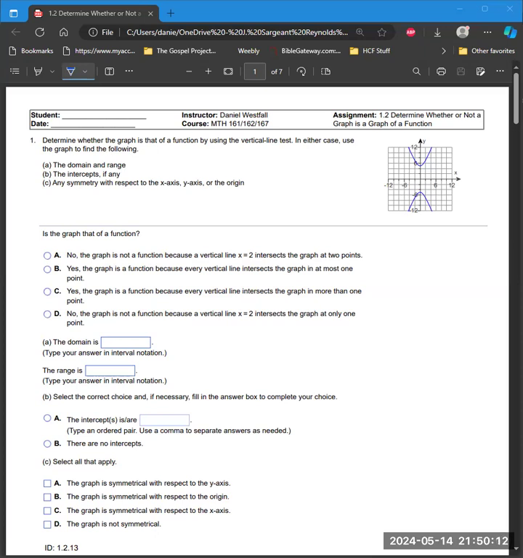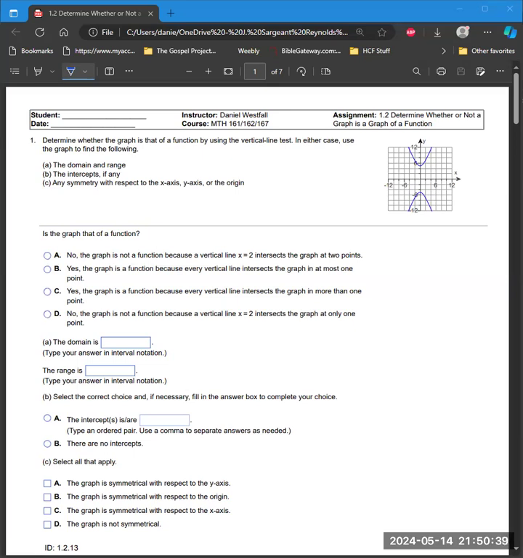If the same x value has two different y values, like we have on this relation right here, it's not a function. So let's determine whether the graph is that of a function by using the vertical line test. In either case, use the graph to find the domain and range, the intercepts if any, and any symmetry with respect to the x-axis, y-axis, or origin. So is the graph a function?